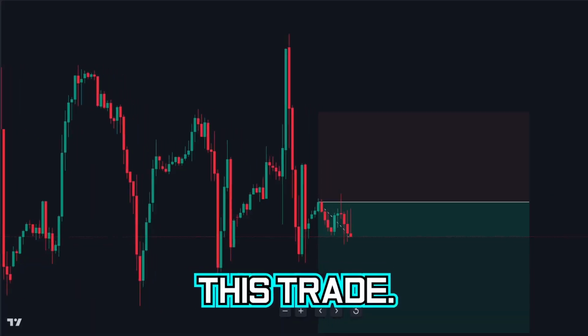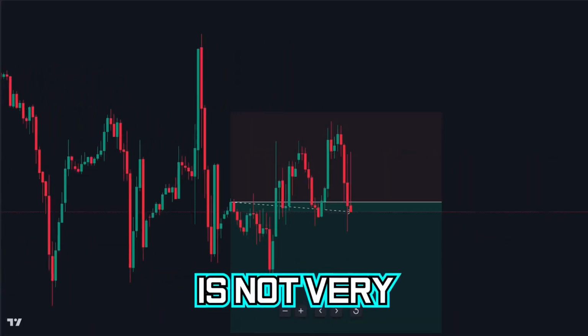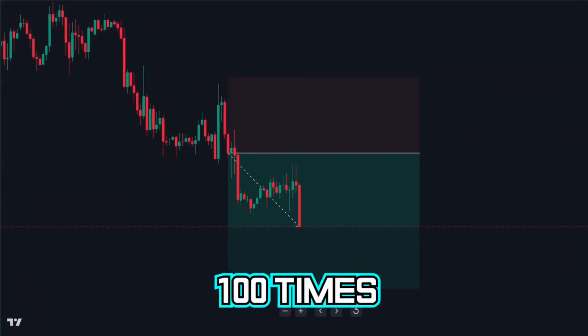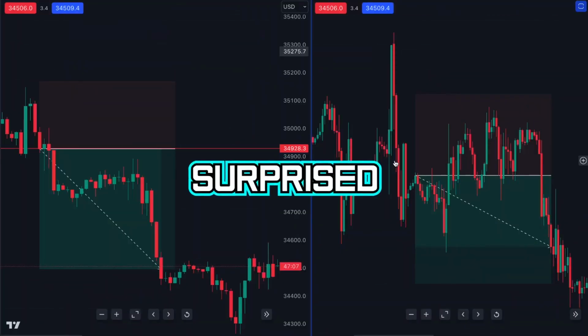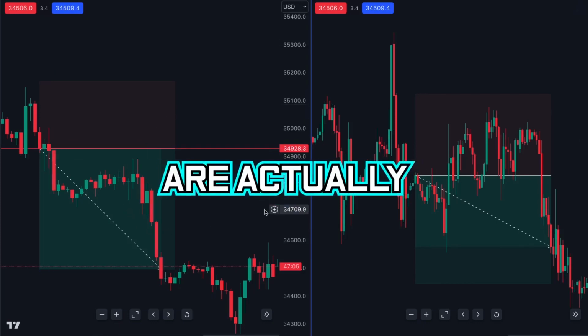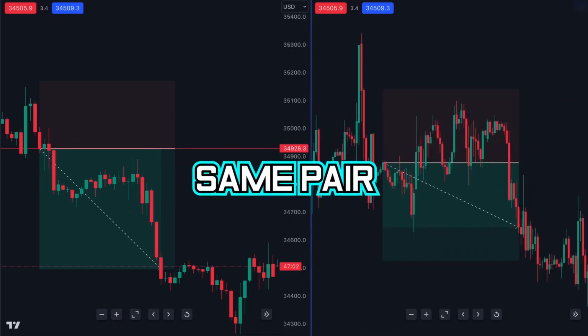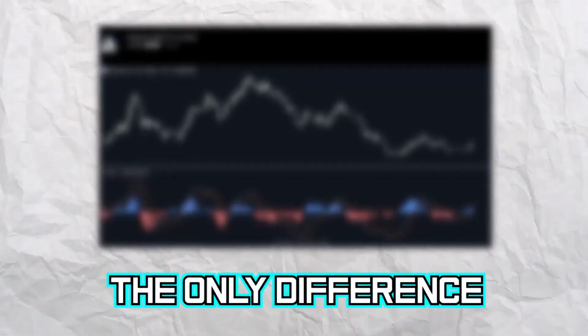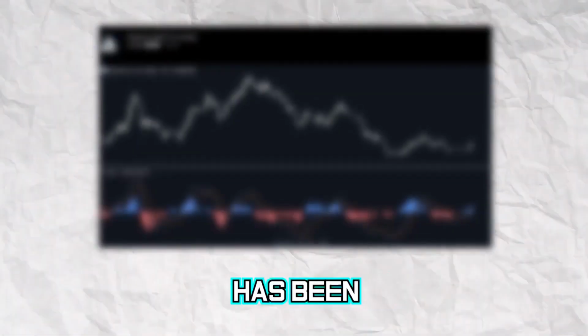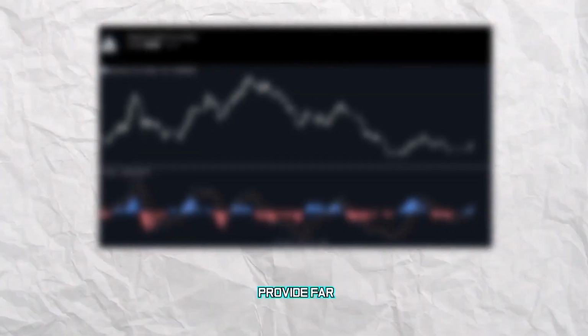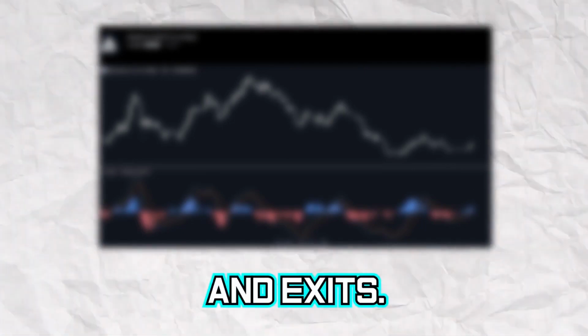Look at this trade. It is just ranging and is not very impressive, right? Now look how this other trade is 100 times better. Well, you'd be surprised to know that both of these trades are actually on the same time frame, same pair, and same indicator. The only difference is that one of these indicators has been reprogrammed and immensely improved to now provide far better entries and exits.